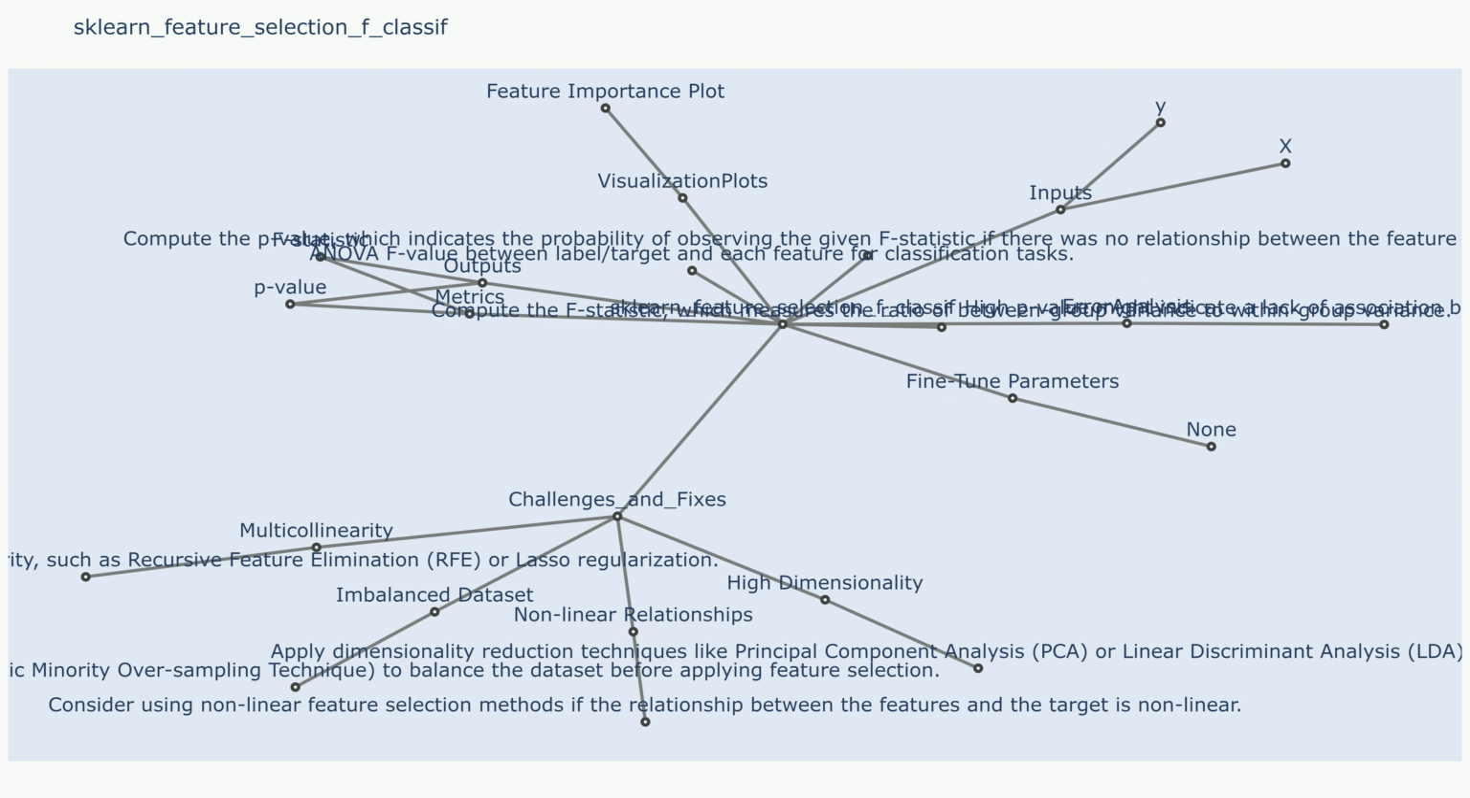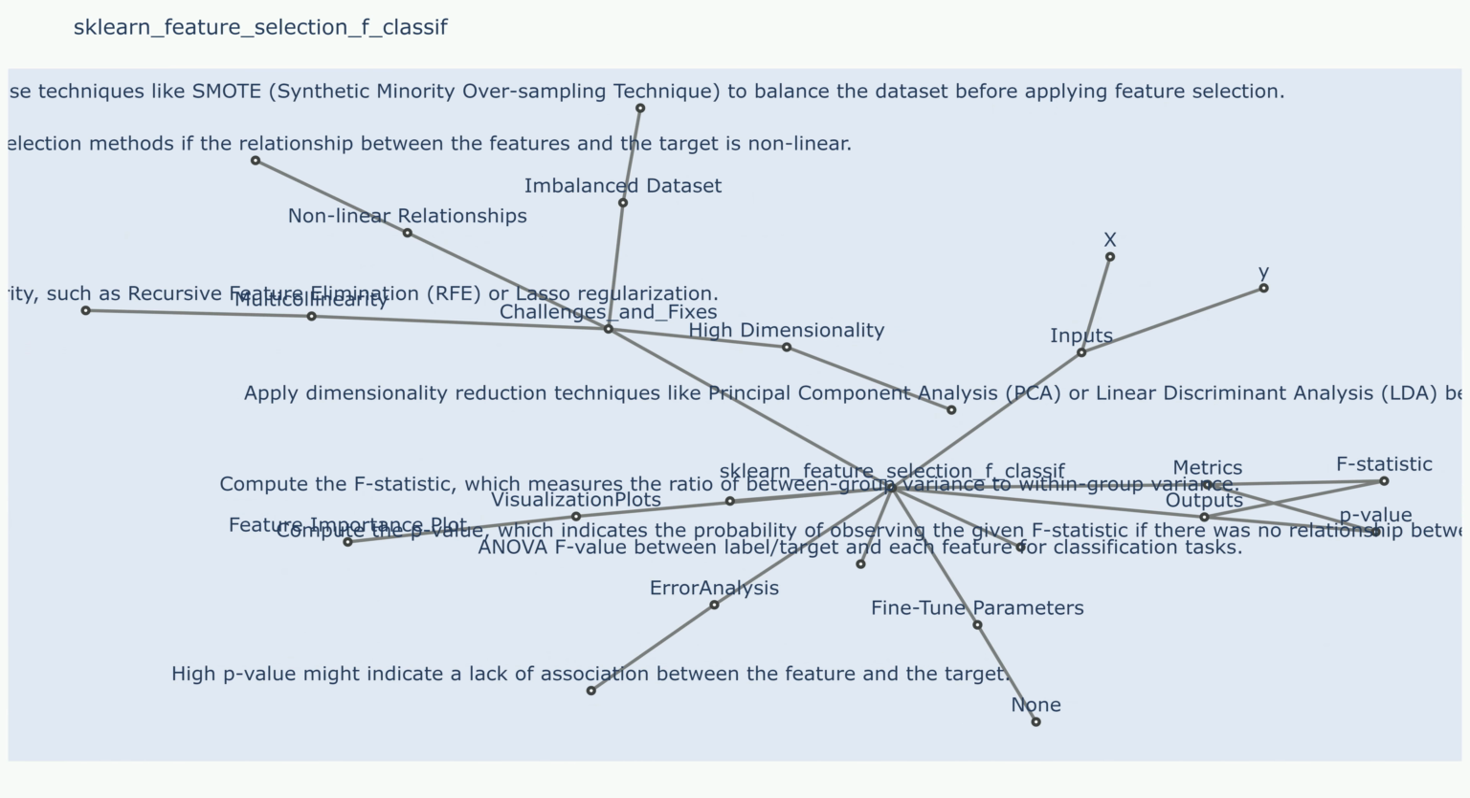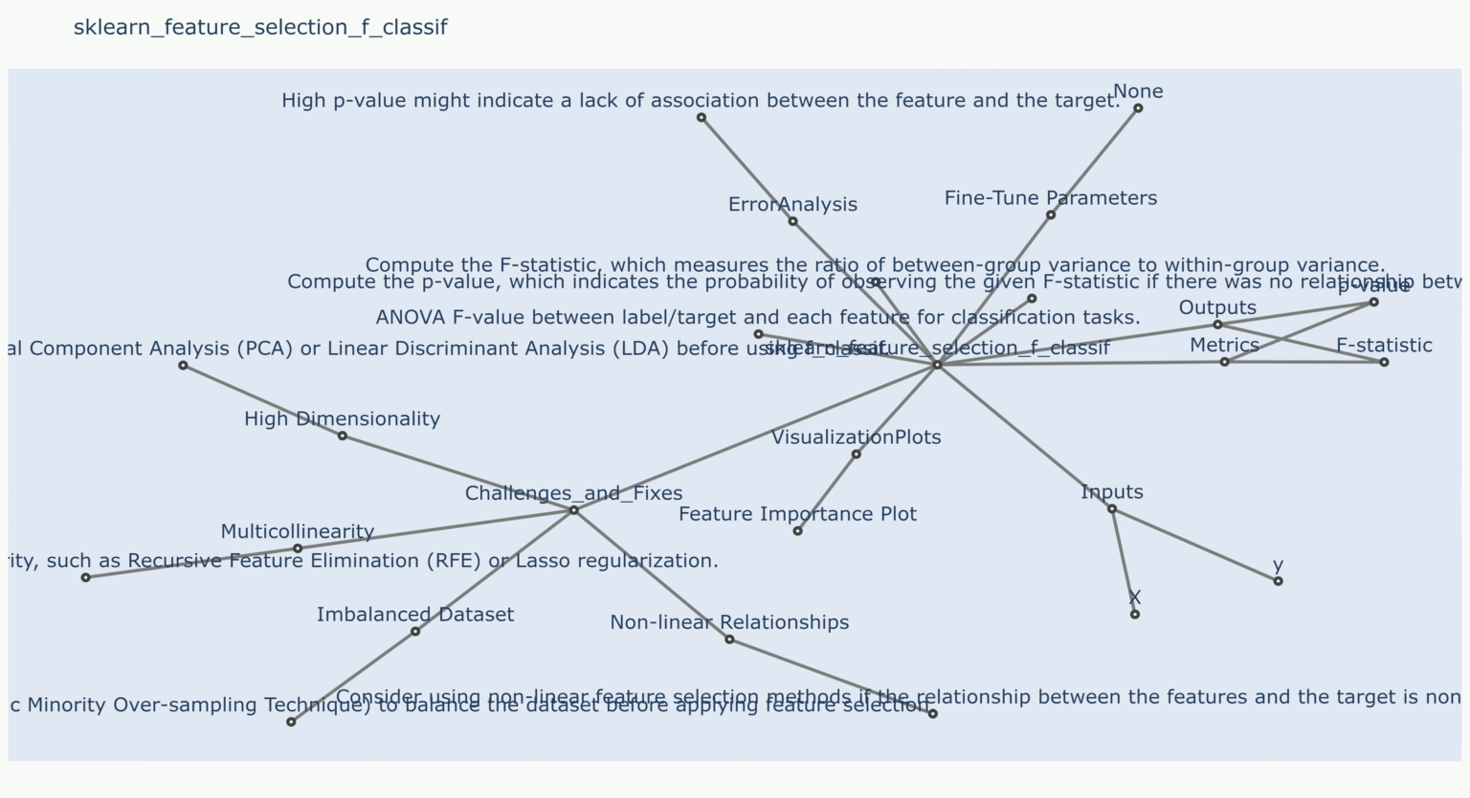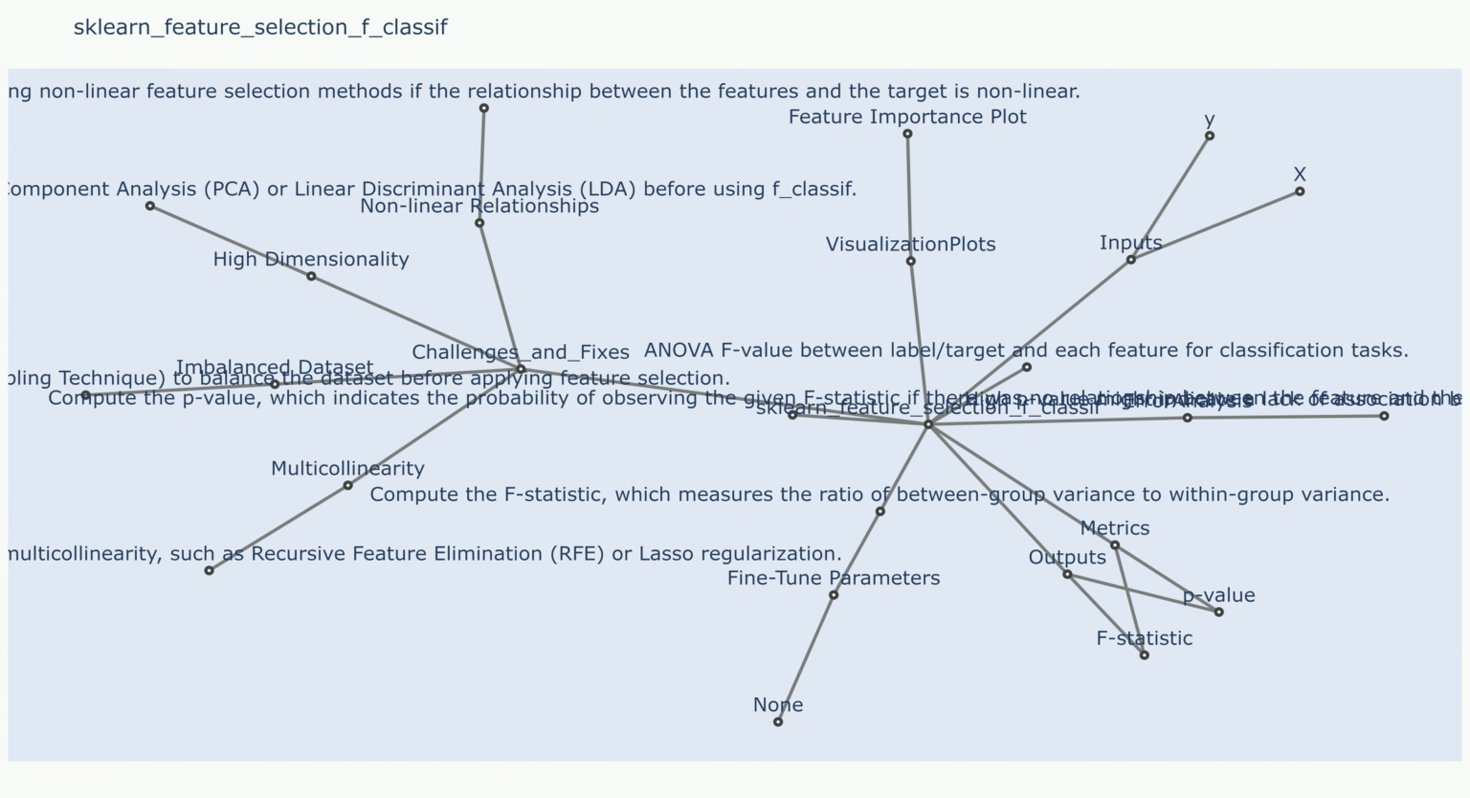Inputs: X, a 2D array representing the feature matrix, where each row corresponds to an instance, and each column represents a feature. Y, a 1D array representing the target labels associated with the instances in X. Outputs: F, a 1D array containing the calculated F values for each feature. P, a 1D array containing the corresponding P values for each feature.